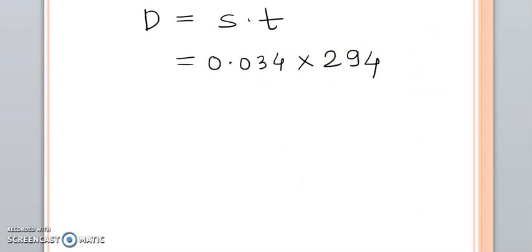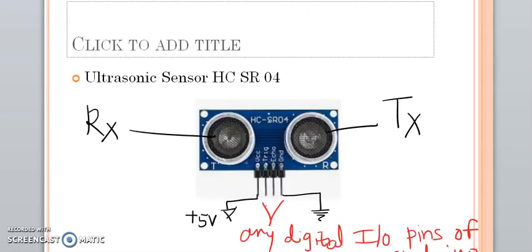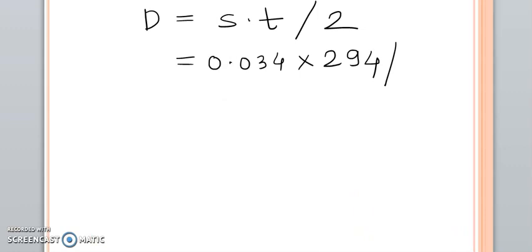So dividing this total equation by 2 to get the exact distance, because we want only the single way travel time for the ultrasound, not double, and the value which we get at the echo pin is double. So to convert that to only single way travel, we need to divide that by 2. So dividing this total equation by 2, you are going to get the value which is equal to 5 centimeter.